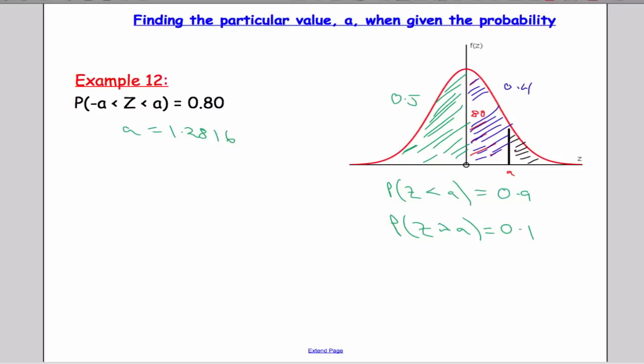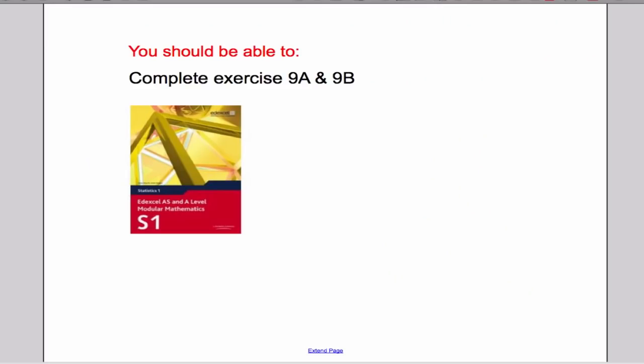Okay, hopefully now you've got an idea of how you can use the tables, symmetry, and the various properties of the normal distribution to solve these problems. You should now be able to do exercise 9a and 9b.